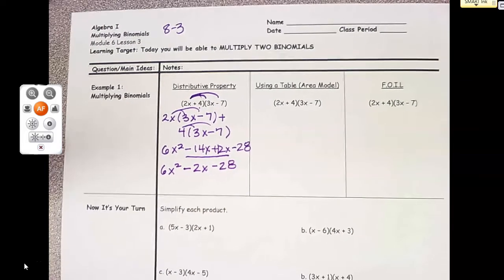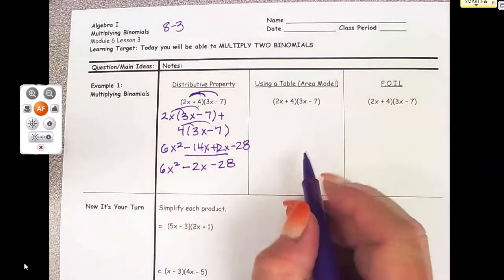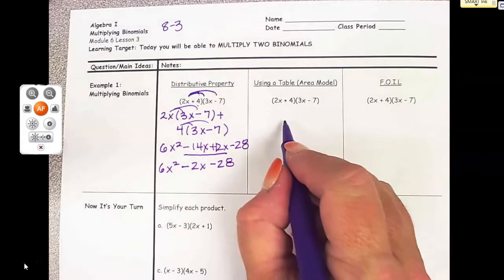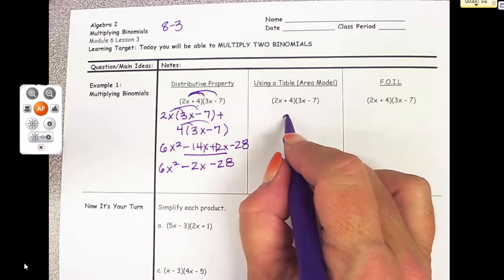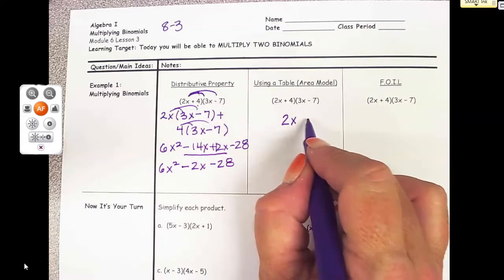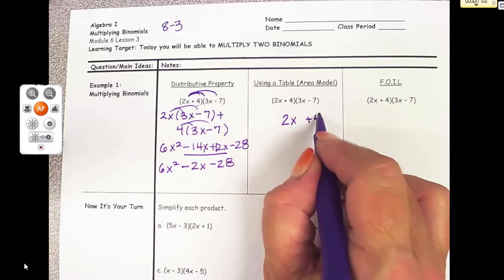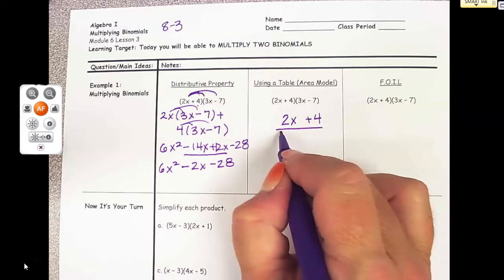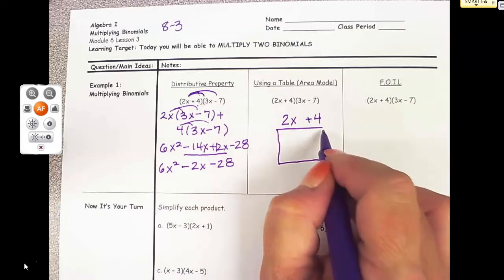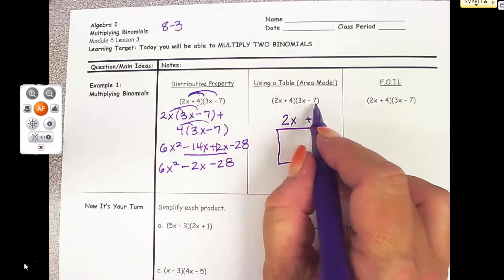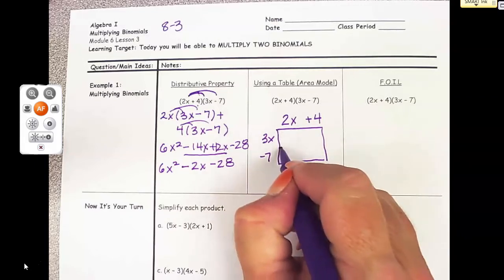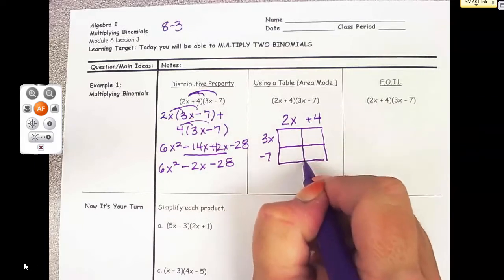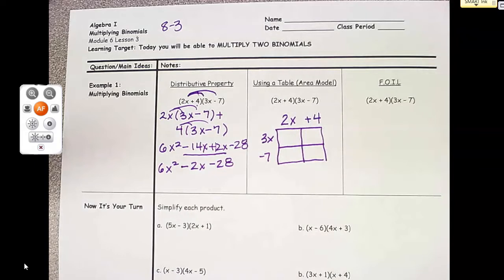If I'm going to be using a table or the area model, what I want to do is I'm going to create a 2 by 2 box, and the dimensions of my box are going to be the 2x and the plus 4, and then on the side my dimensions are going to be 3x minus 7. And I'm going to multiply each pair of terms.